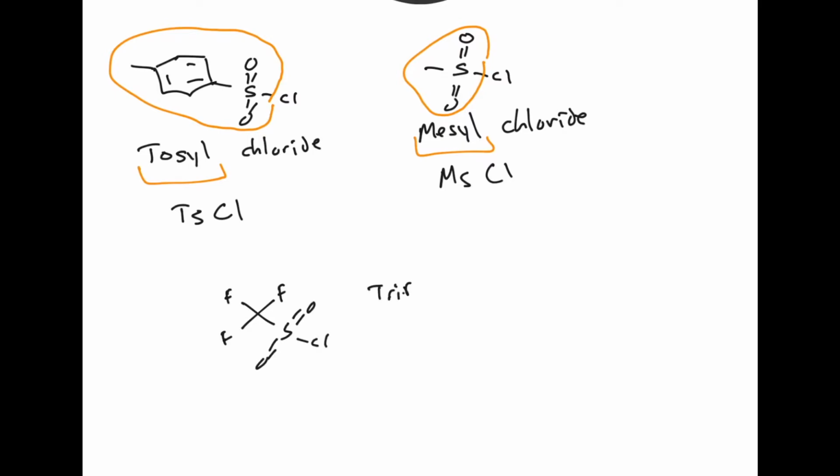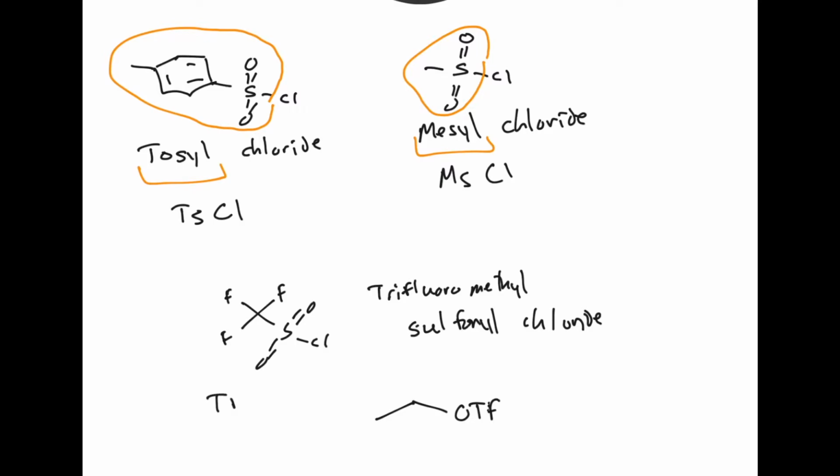This is trichloromethyl sulfonyl chloride. When it's on something, we've already seen this, right? When you make the sulfonate ester, it gets abbreviated TF. So this would be TFCl, and this would be triflate. But it doesn't have a neat abbreviation. You're stuck with trifluoromethyl sulfonyl.